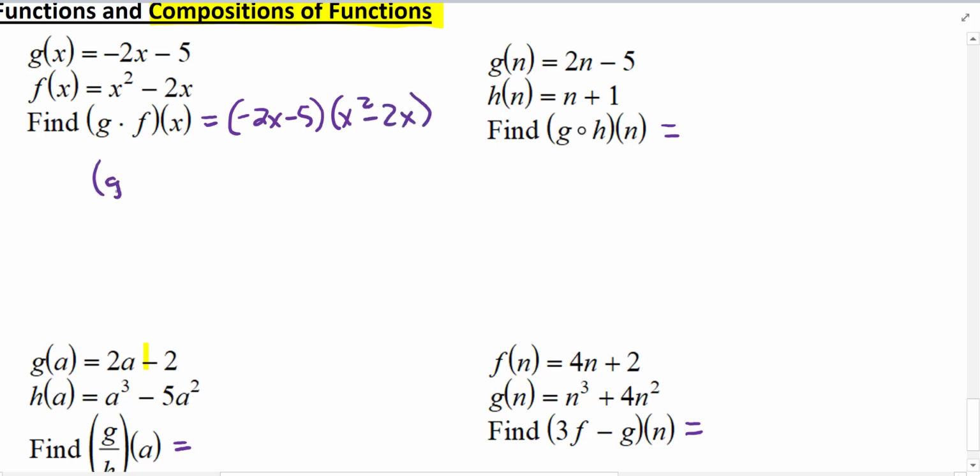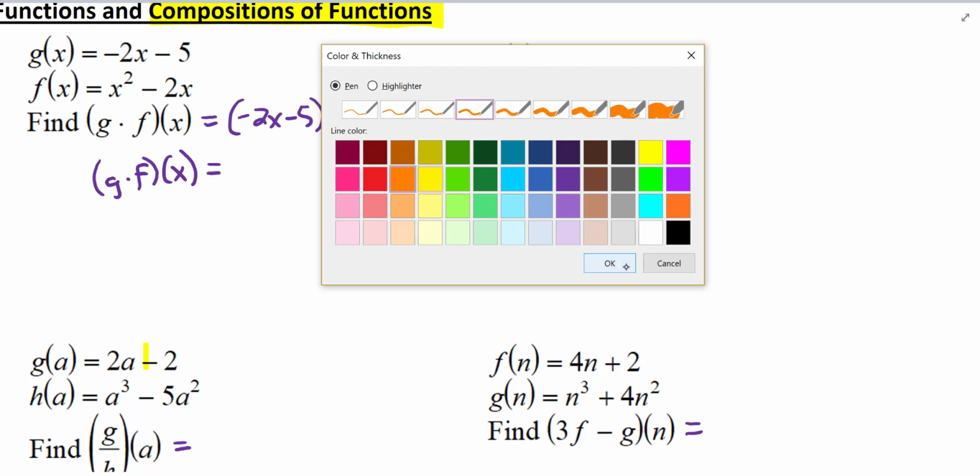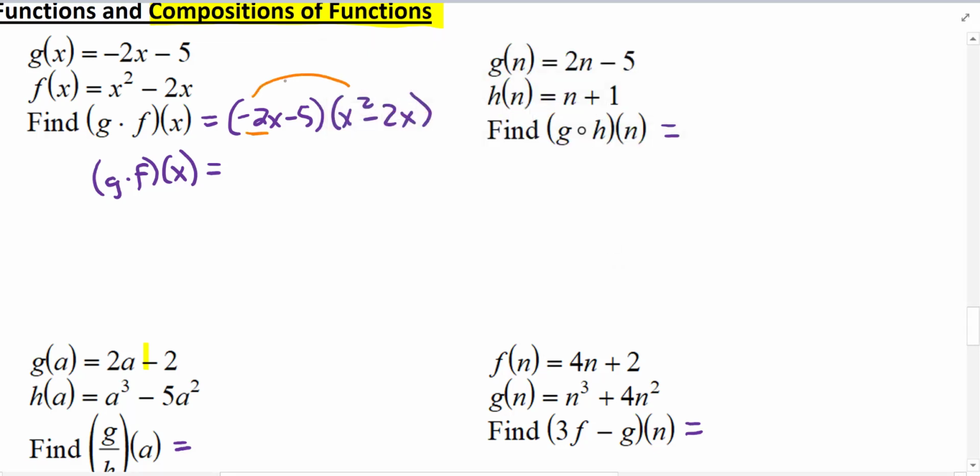You all have been multiplying binomials for a very long time. You can use the FOIL method. I like thinking about it as the double distributive because that works with all polynomial multiplication. So negative 2x. Let me change the color here. We're going to multiply negative 2x times each of those. So negative 2x times x squared is negative 2x. What do you do when you multiply powers of the same base? Add the exponents. So x to the first plus x squared is x cubed.